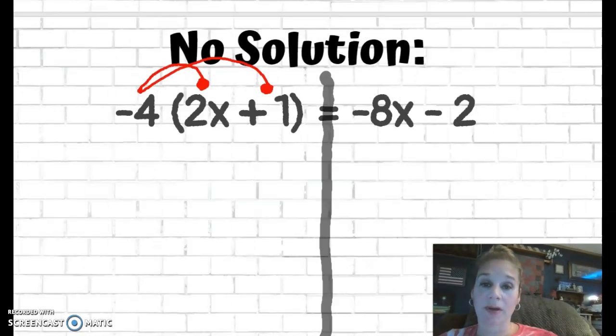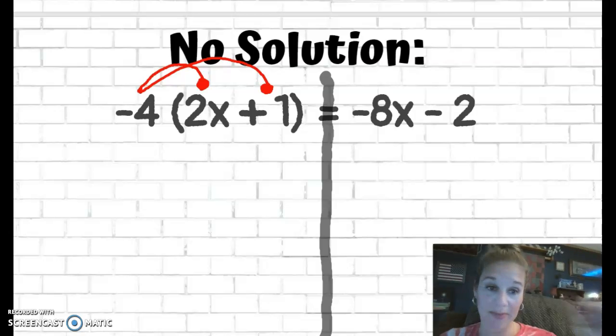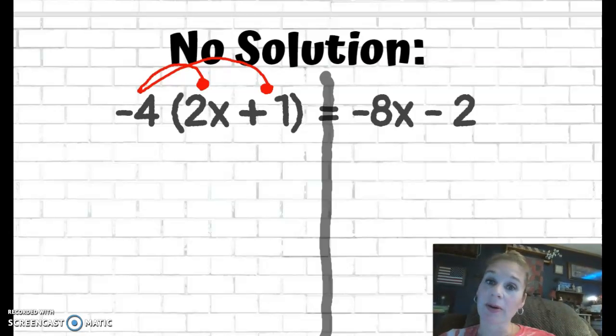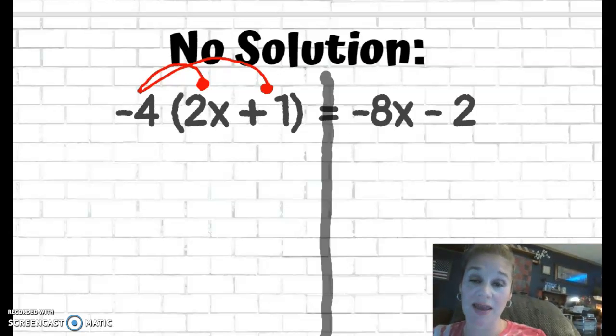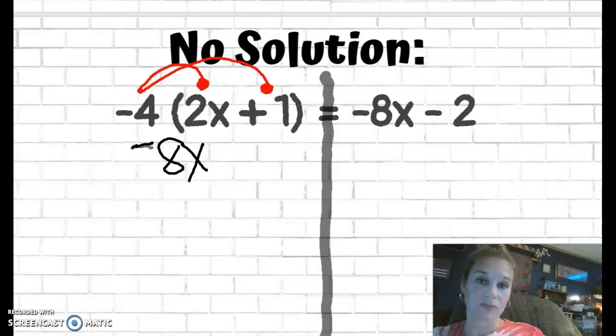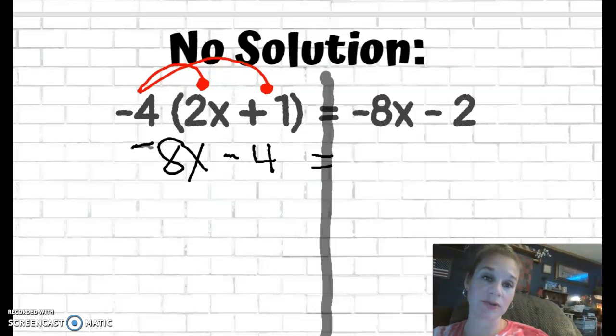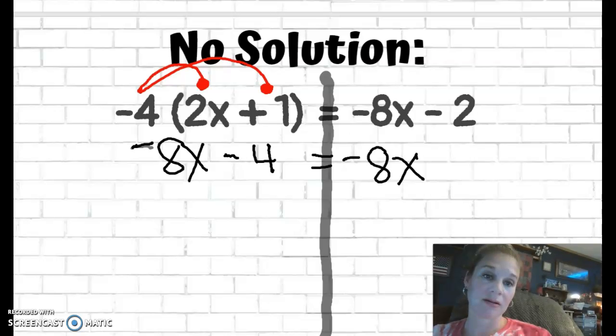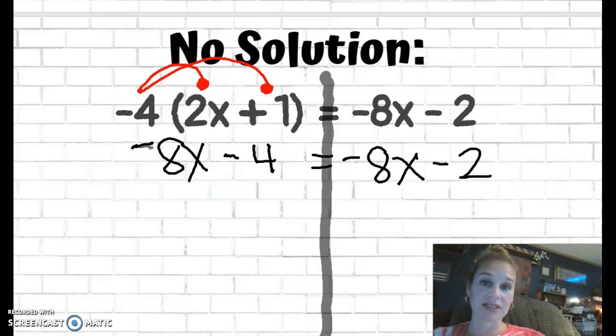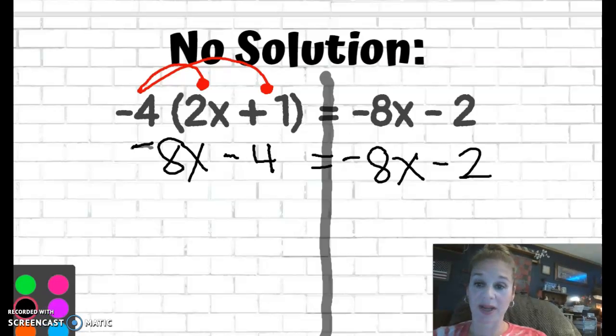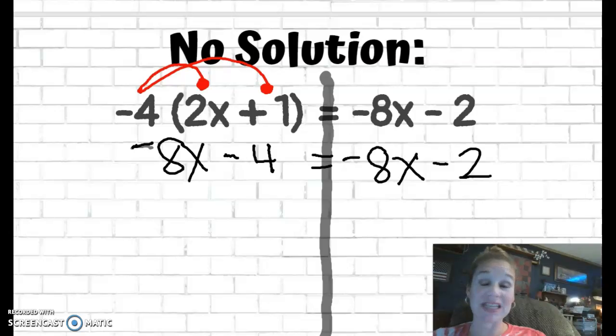There I've drawn my distributive cherry bomb, as we like to call it. Now I'm going to multiply. -4 times +2x gives me -8x, and then -4 times +1 gives me -4. On the other side of the equal sign, I'll just bring down -8x minus 2. As I said before, we started this problem exactly as we would have if it didn't tell us that the answer is no solution, because I want you to see what it looks like when we have a no solution.